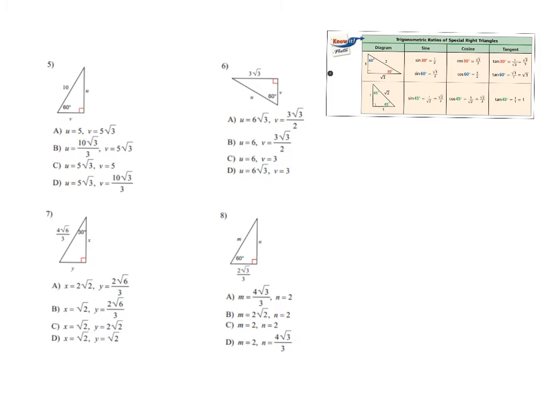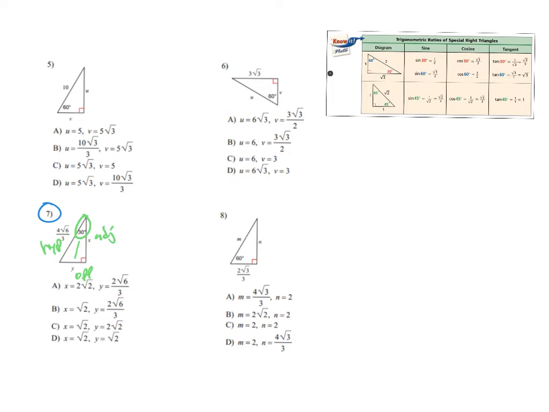So we're going to solve number 7 on this slide. Oops, I don't want to cover up my numbers. It's hard to see there. So I start by identifying my angle, which is 30 degrees. And then the y is the opposite. The x is the adjacent. And this funny number 4 square root of 6 over 3, that's the hypotenuse.